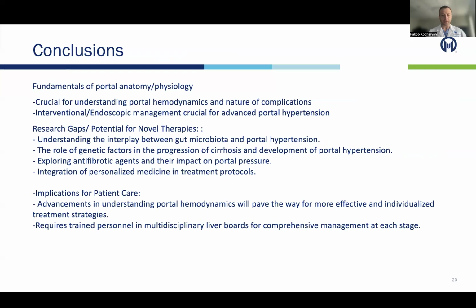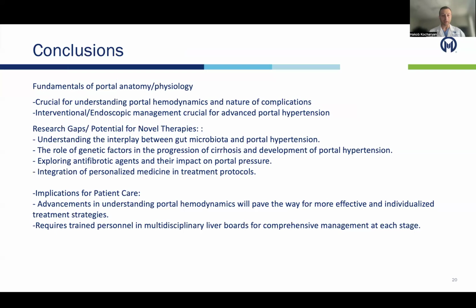As a conclusion of this first topic, I want to emphasize the importance of understanding the portal hemodynamics and the nature of complications, the importance of interventional and endoscopic management, and the ongoing research about emerging diagnostic and therapeutic approaches.